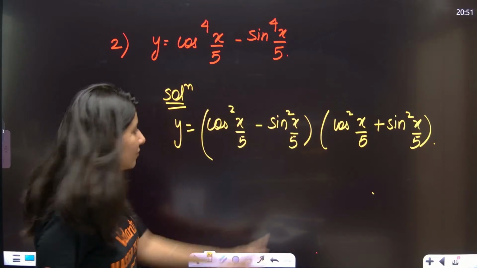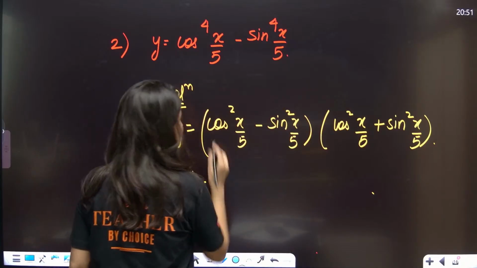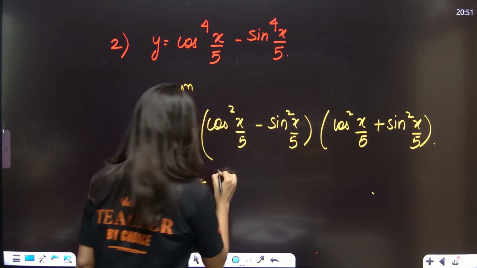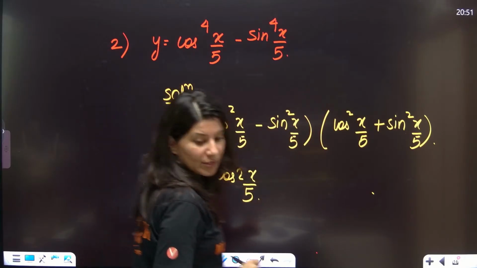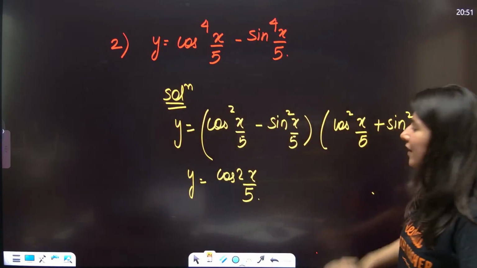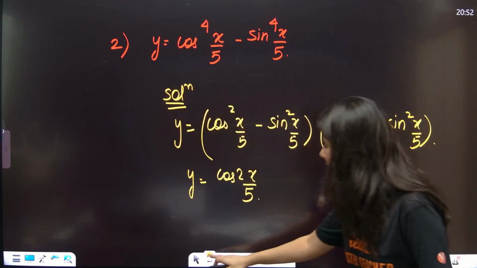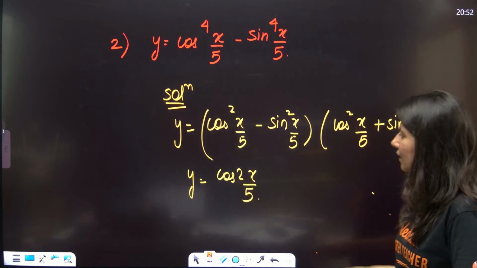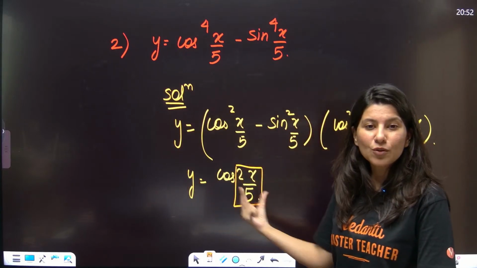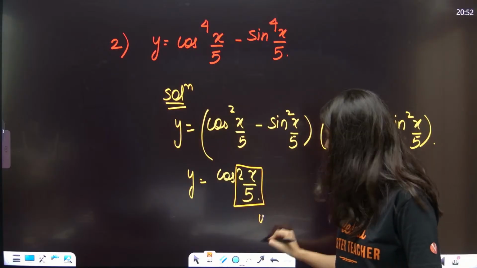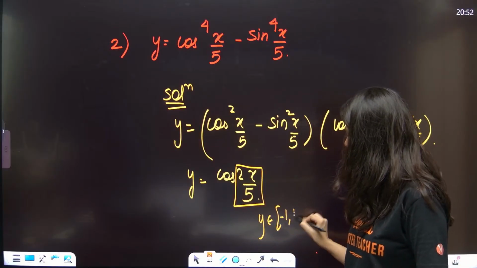This is your 1. So y is nothing but cos square theta minus sine square theta is cos 2 theta. So y is equals to cos of 2x by 5. Now can anybody tell me that, okay, cos of anything, what is the range of y is equals to cos something? So y belongs to -1 to 1.